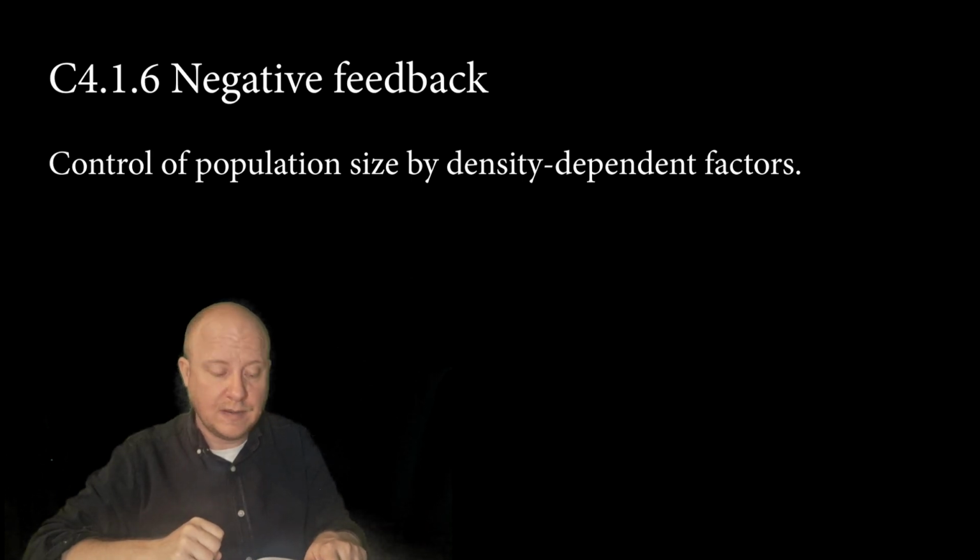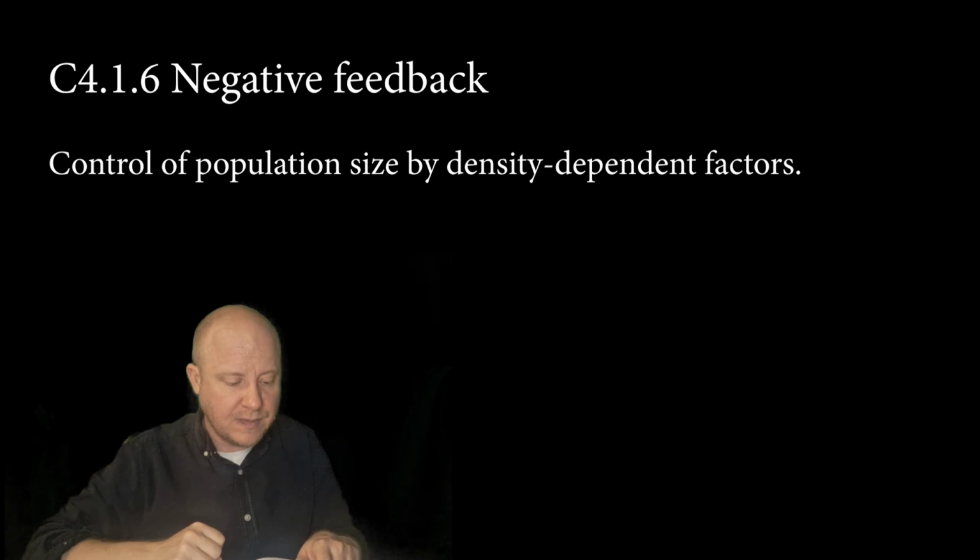C4.1.6 Negative feedback. Negative feedback control of population size by density-dependent factors. Numbers of individuals in a population may fluctuate, going up and down, due to density-independent factors, but density-dependent factors tend to push the population back towards the carrying capacity.